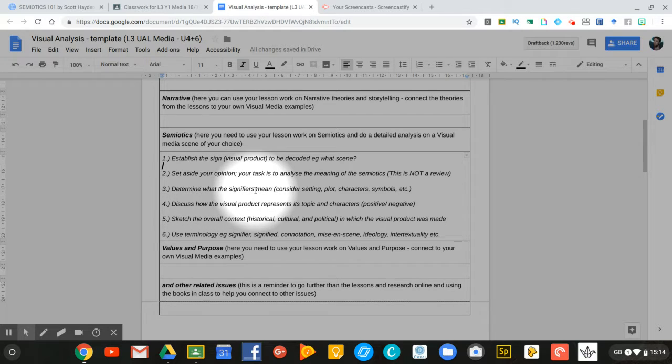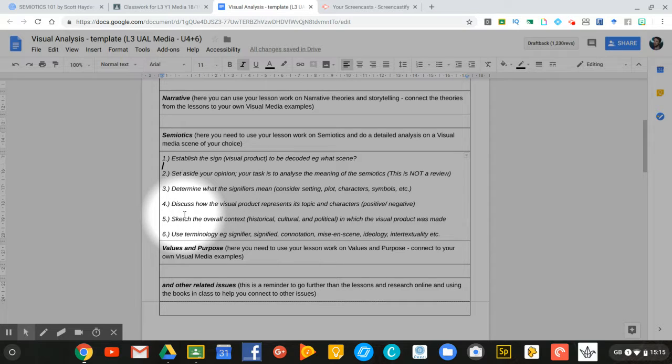Determine what the signifiers mean. What do they mean to the audience? The symbols, the setting, the location, the props. Discuss also how the visual product represents its topic and its characters. Positively, negatively, how does it represent them? What is absent? What is present? What is shown well? What is not shown?